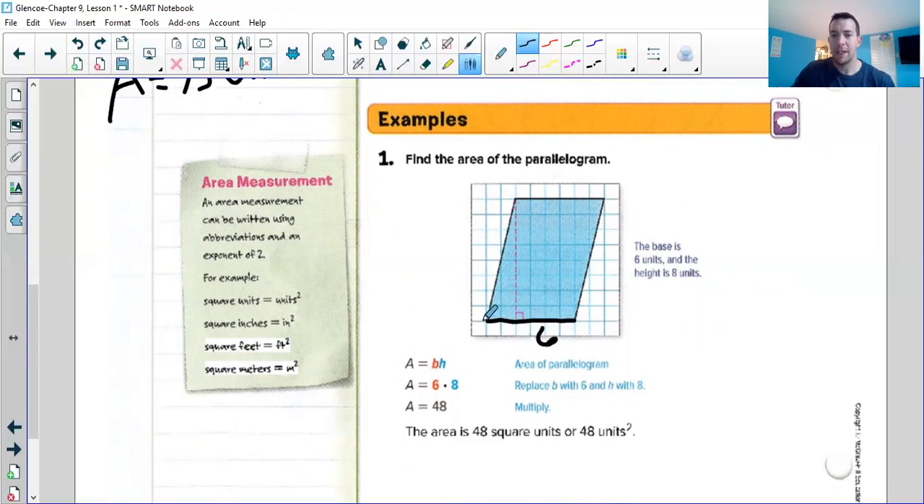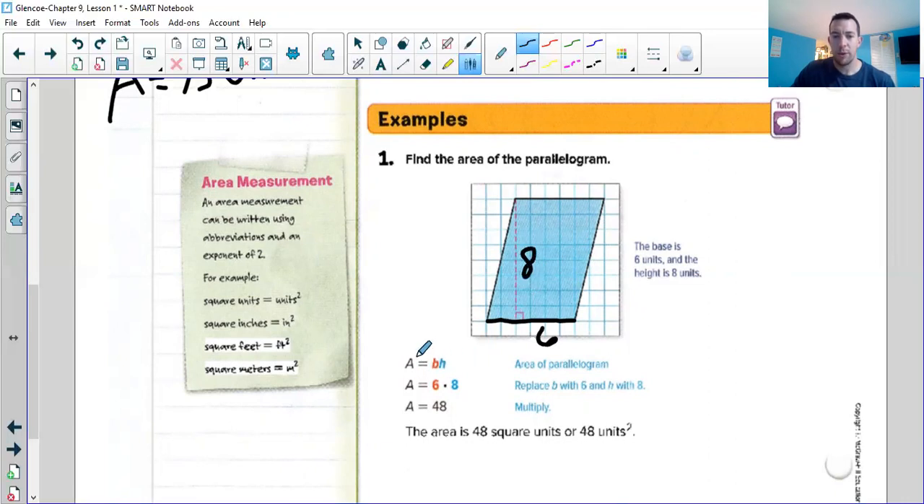And then remember, height has to form a 90-degree angle. It doesn't have to be right there. I could be over here, anywhere that goes from the base to the opposite side with a 90-degree angle. So they already drew a dotted line, and that is 1, 2, 3, 4, 5, 6, 7, 8. All right, so my height is 8.